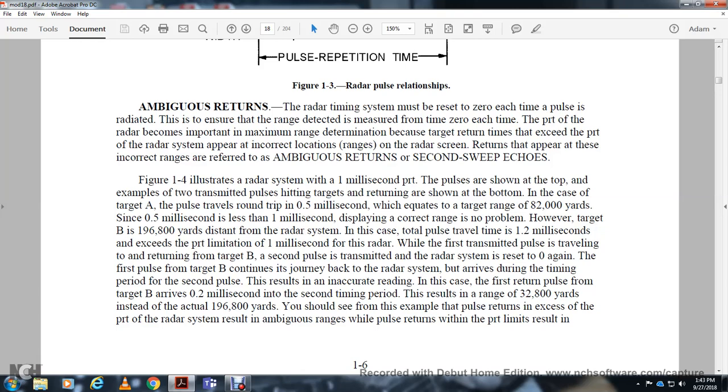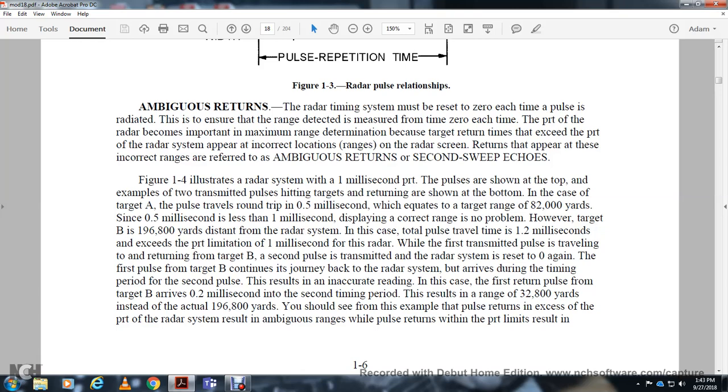The second pulse is transmitted and the radar system is reset to 0 again. The first pulse from target B continues its journey back to the radar system, but arrives during the timing period of the second pulse. This results in an inaccurate reading. In this case, the first return pulse from target B arrives at 0.2 milliseconds, or 2/10 of a millisecond, into the second timing period. The result is a range of 32,800 yards instead of the actual 196,800 yards.